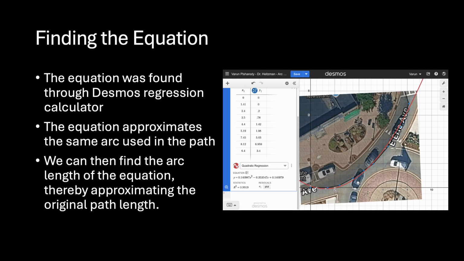This arc was found using the Desmos regression calculator, specifically by using the Desmos quadratic regression calculator. I was able to get an exact formula that closely approximated the arc.